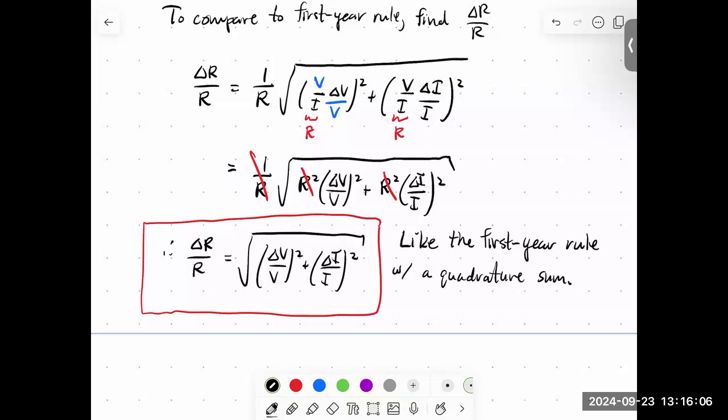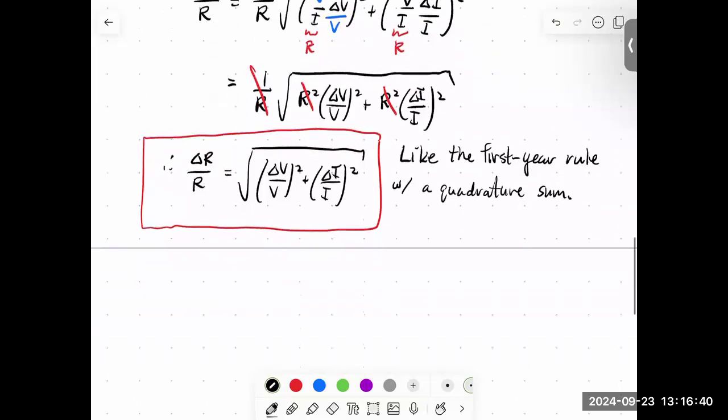So remember, when you do a quadrature sum, that gives an answer that is less than the direct sum. So delta V over V plus delta I over I is greater than this expression in the square root. And so in first year, without the quadrature sum, you were actually overestimating your uncertainties by a little bit. Okay, so I want to keep going. I want to show you that we can recover a lot of the other first year rules as well. So let's do another example.